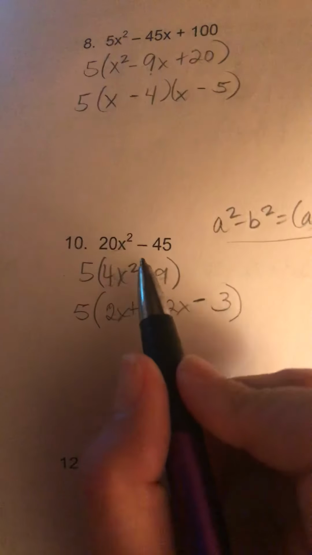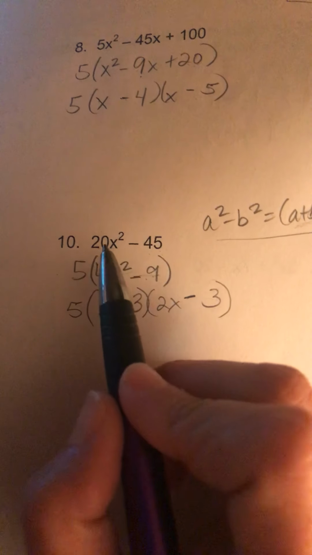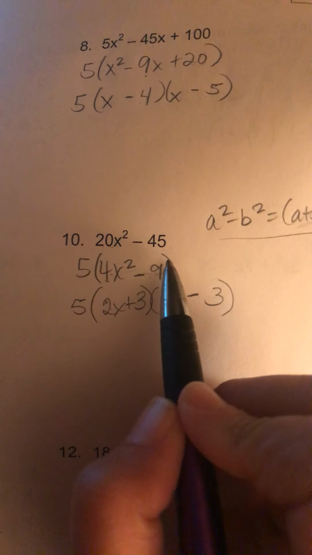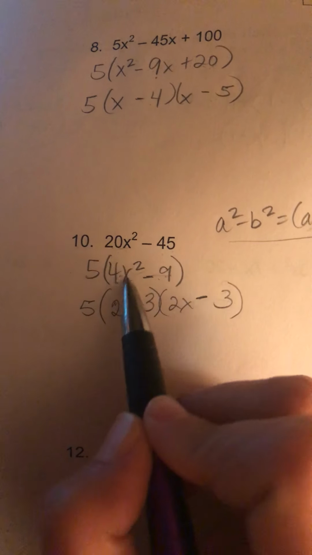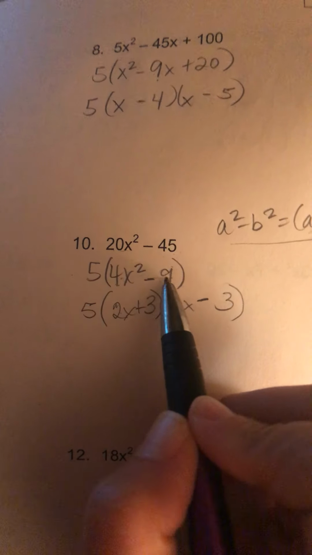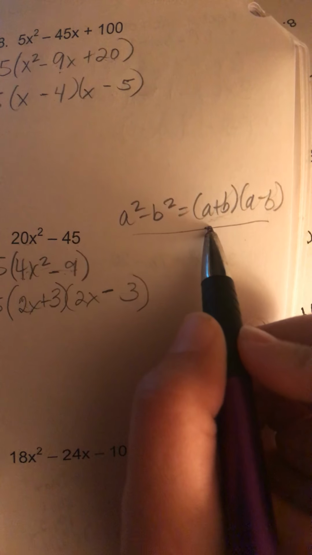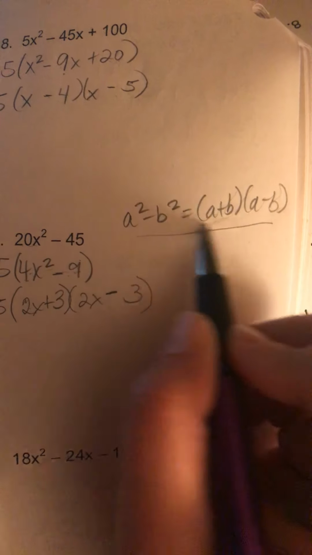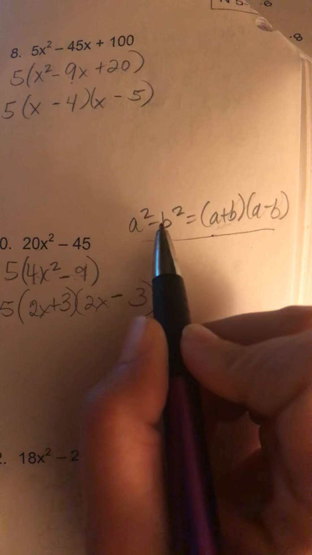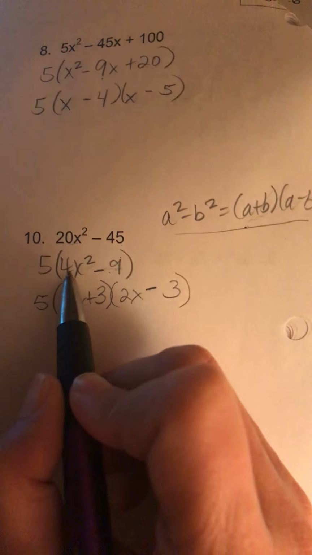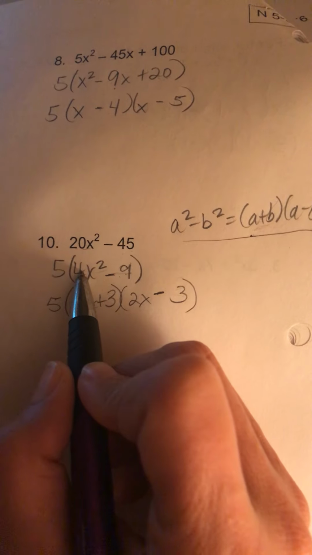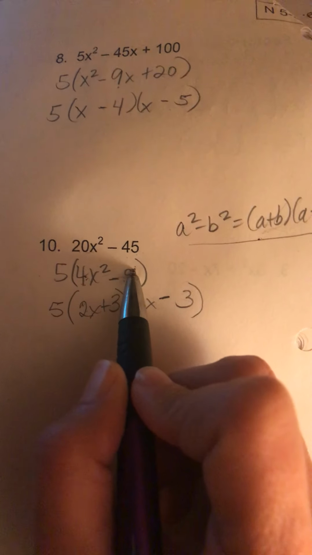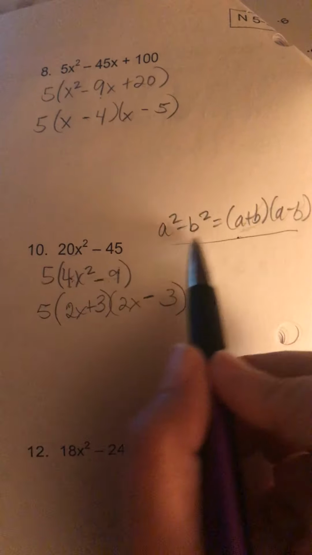And here was another example I did in the notes that didn't ever post: 20x squared minus 45. They have 5 in common. So you take the 5 out and you're left with 4x squared minus 9. And then you go back to the notes that we learned on 5.1 and 5.2, and they gave you a formula for when you're factoring with squares. Because 4x squared is a squared term, 4 is a squared number, and 9 is a squared number, since they're both squared, you can use this formula.